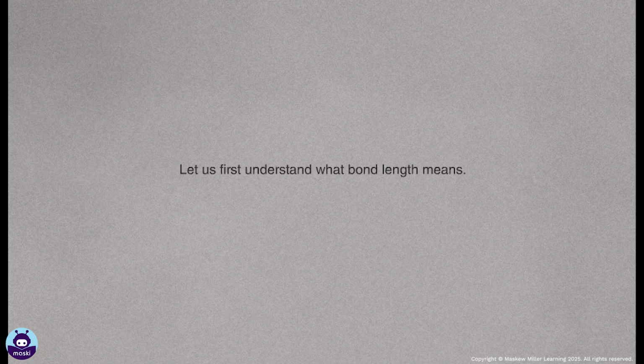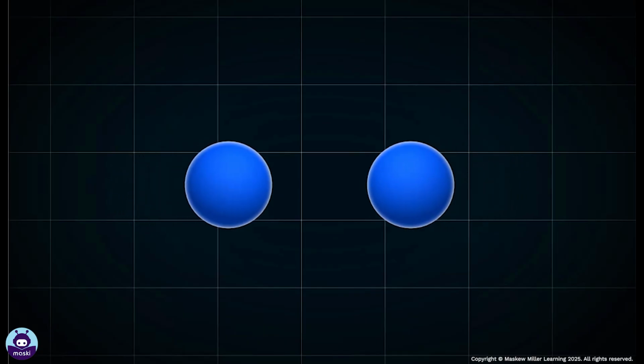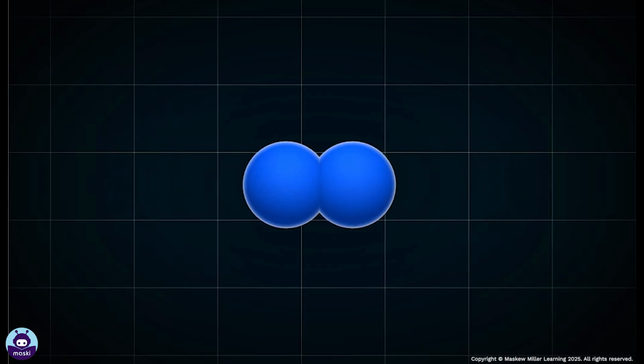Let us first understand what bond length means. When two atoms approach each other to form a bond, a distance of separation is reached when the force of repulsion equals the force of attraction between the two atoms. At this distance, the two atoms form a bond. The distance between the nuclei of two atoms when they bond is referred to as the bond length.